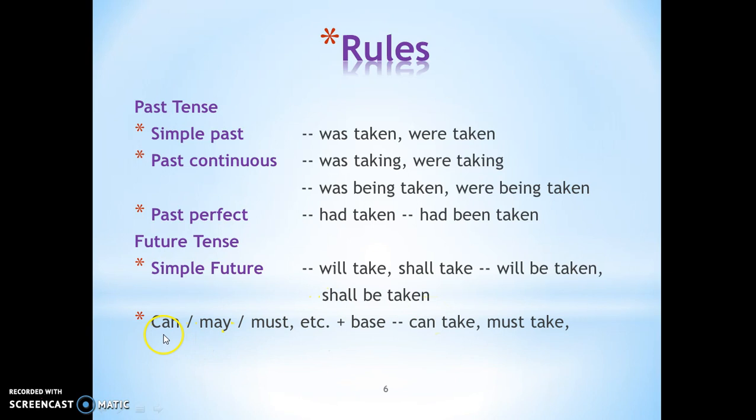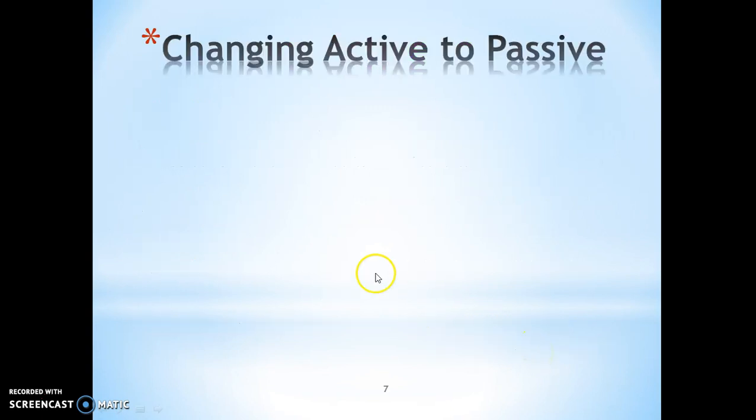Modal auxiliaries like can, may, must, etc. will be added with the base form or the root form of the verb. So, it will be written as can take, must take, can be taken, or must be taken.